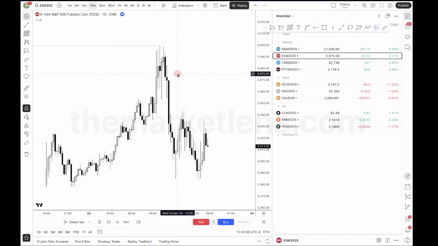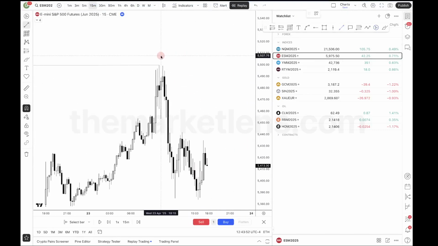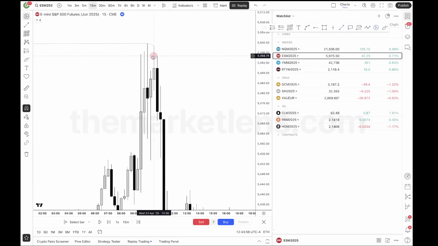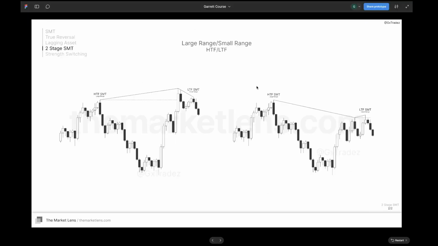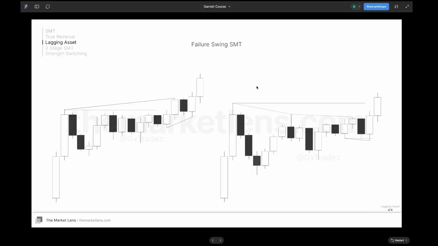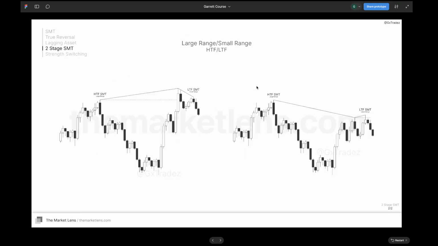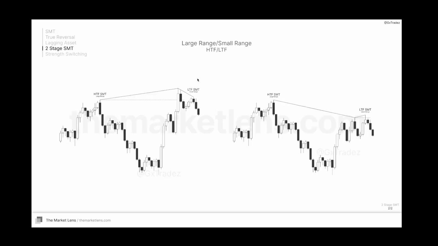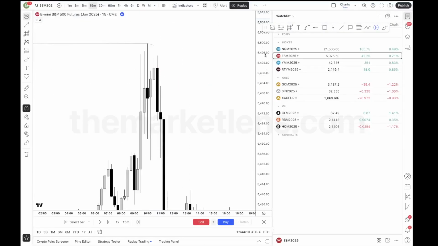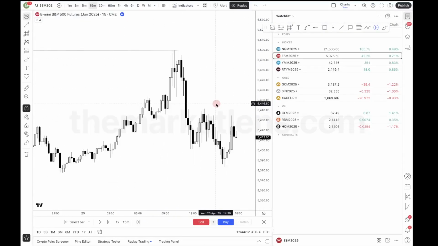So here's your first stage SMT. Here's your small range SMT. So you see, it's that two-stage SMT. It looks like this, right? This exactly. Oh, I passed it. This pretty much. Large range SMT, small range SMT. Now there's some extra confirmation, but we haven't gone over that.